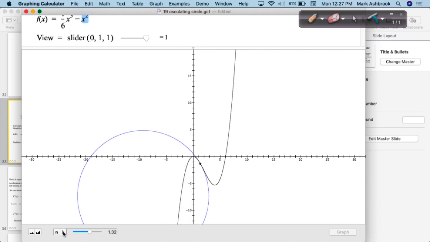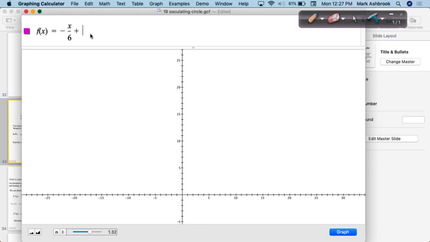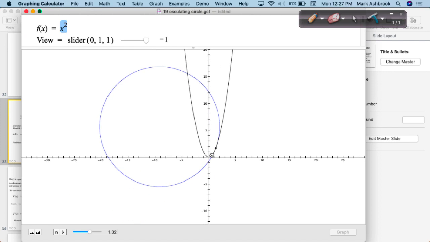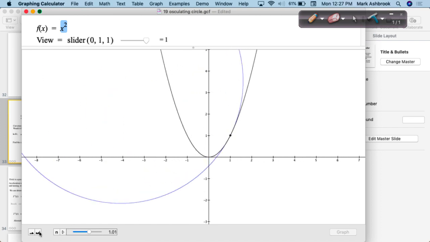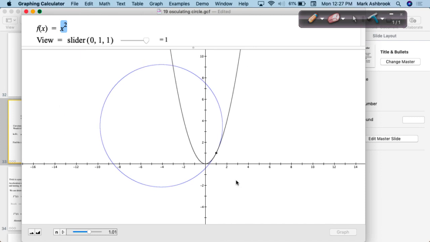Okay? So let's do a little practice problem here. Let's make an easier function, first of all. We'll just do x squared, and we'll do it at x equals 1. Okay, and our goal is, we want to find the equation of the osculating circle using what we know.